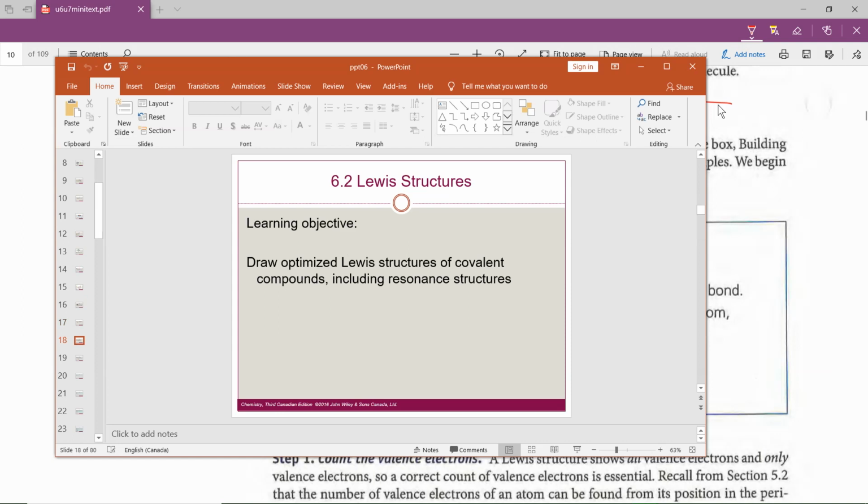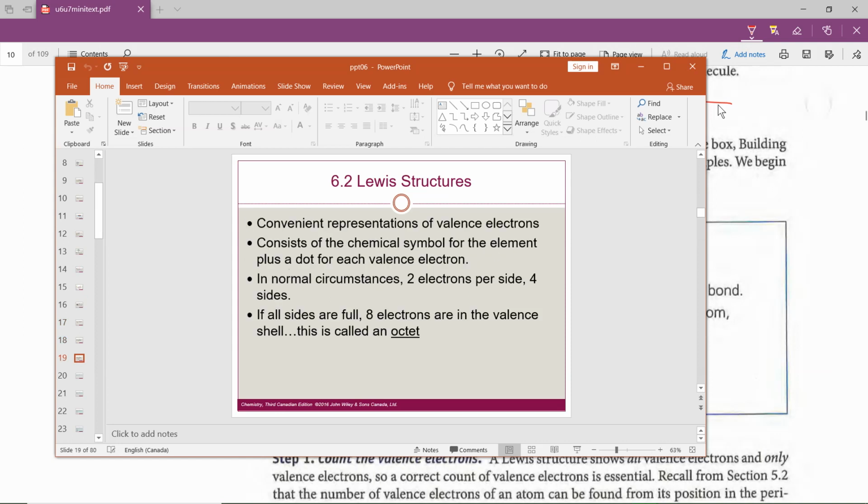There's the question, Lewis structures. They get to the octet rule, but that's getting to our next class. Okay, have fun.